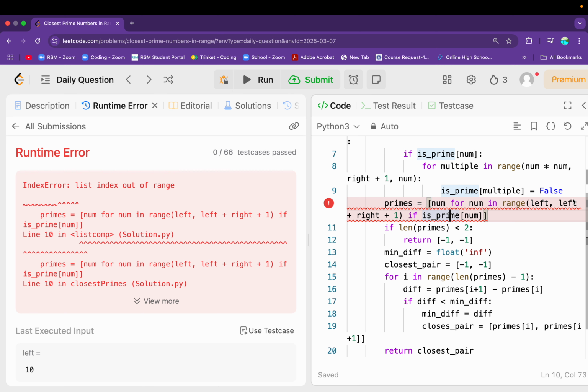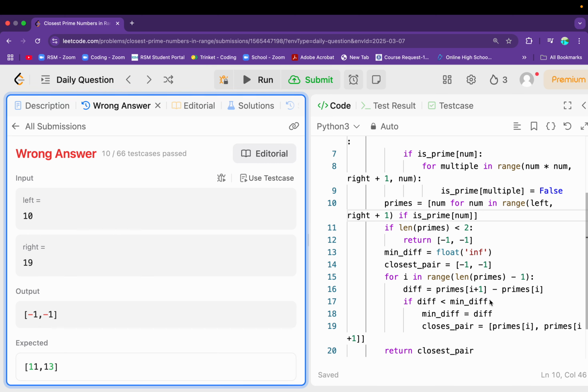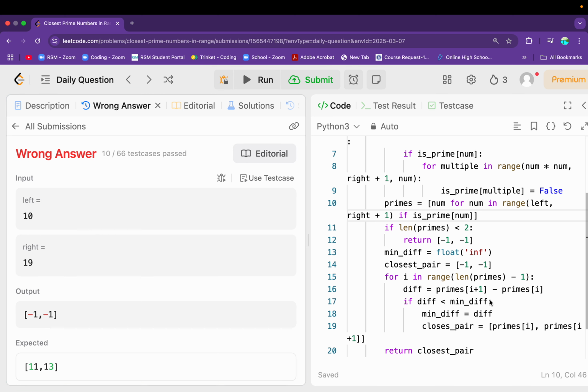Left. Okay, I don't know why I have left plus right plus 1. Sorry about that, guys. Now there should be an accepted solution. Now this should work. Sorry about that. Let's go ahead and double check that. Okay. Once again, me with some very simple errors here.